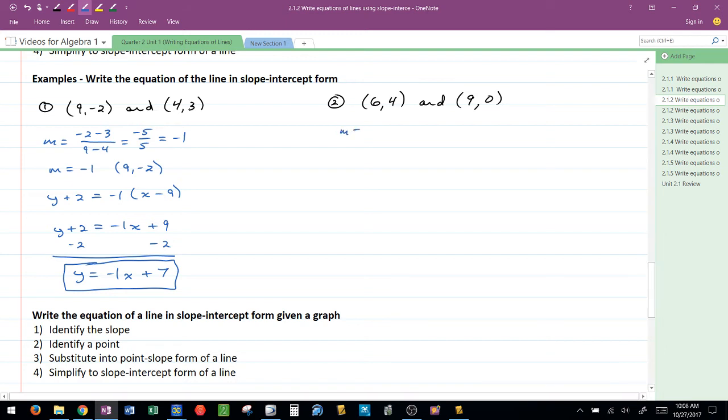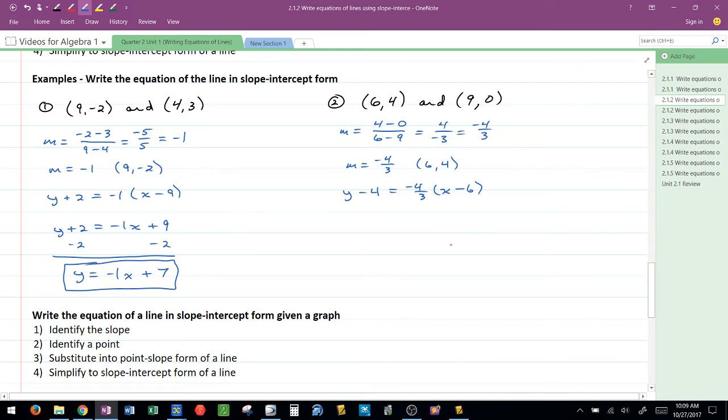Find the slope first. So that's going to be the change in y over the change in x, which would be 4 over negative 3, or a slope of negative 4/3. I'm going to use that slope, negative 4/3, and I'm going to use the first point, 6, 4. Plug it into point slope. Y minus 4 equals negative 4/3 times x minus 6.